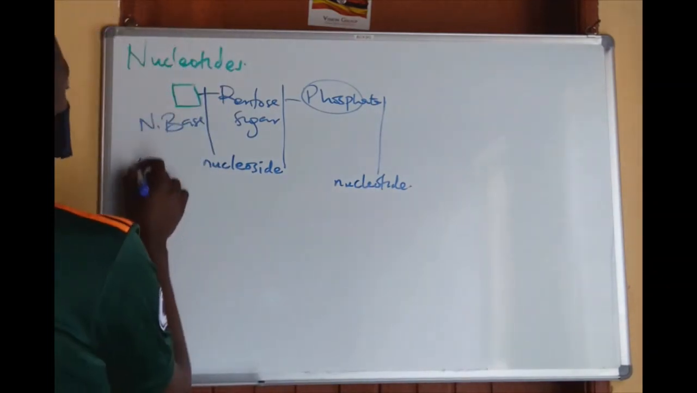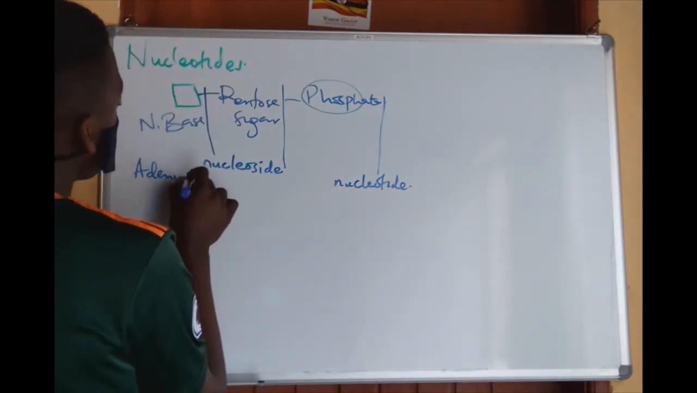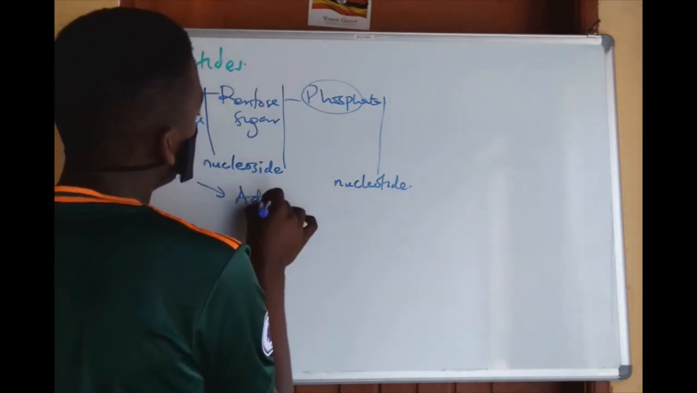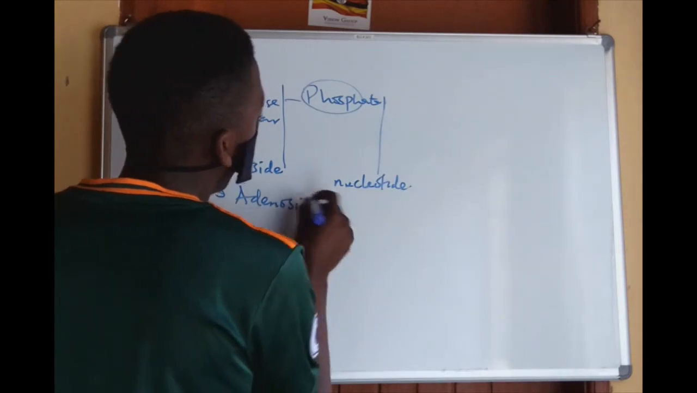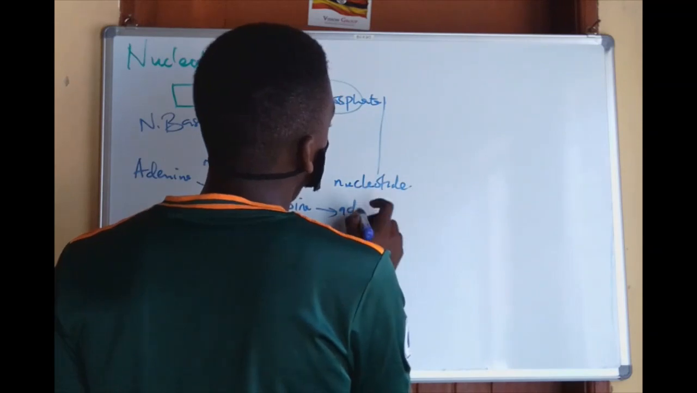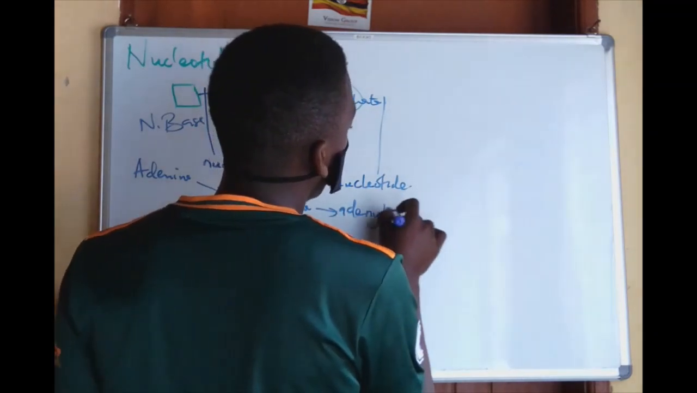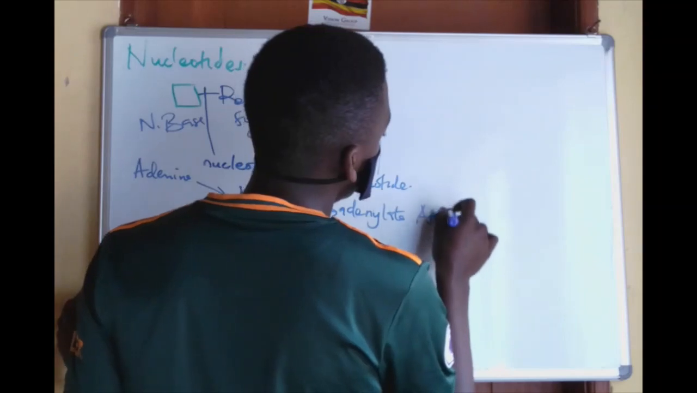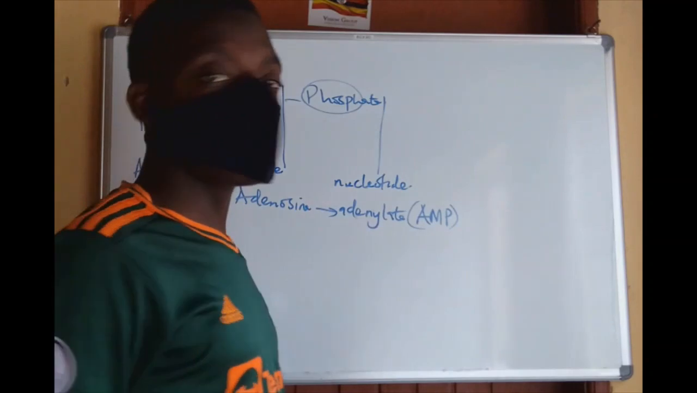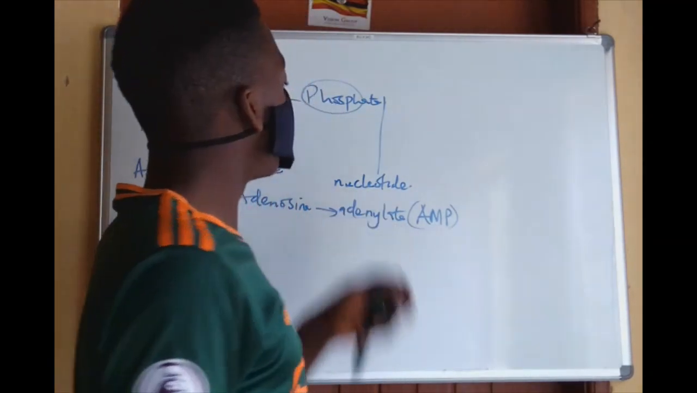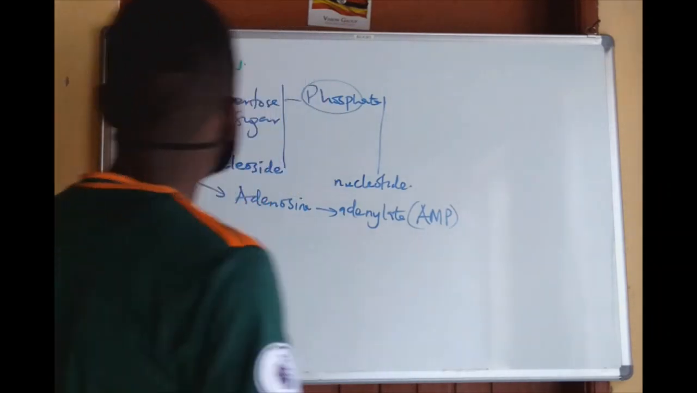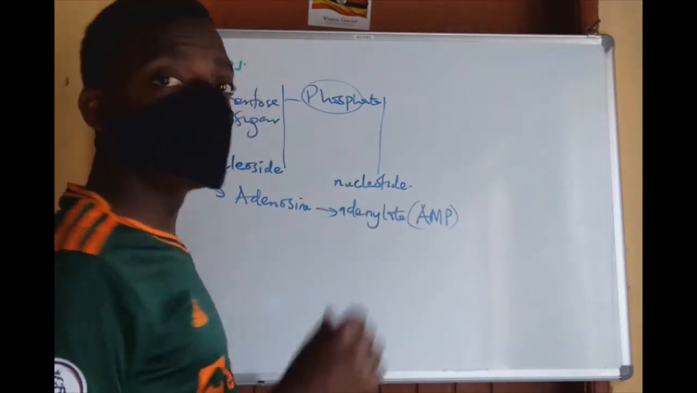For example, if the base is adenine, the nucleoside will be adenosine, and the nucleotide will be adenylate, or what you can call adenosine monophosphate, if it has only one phosphate group. So that is the structure of nucleotides.